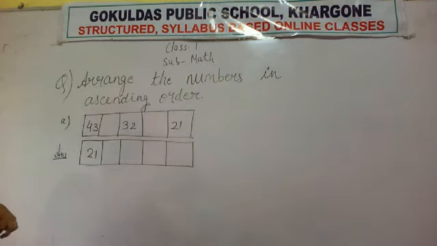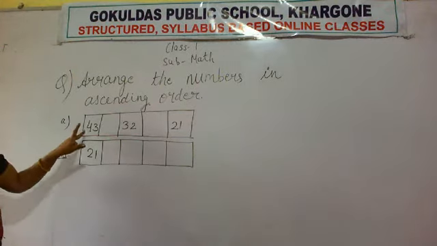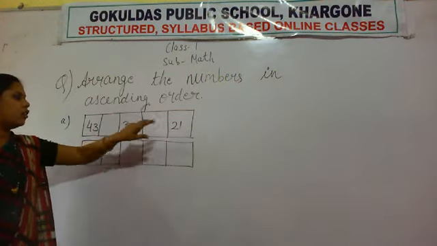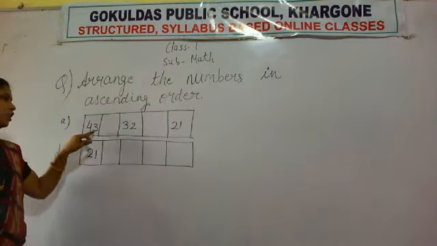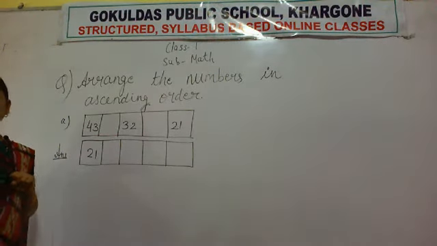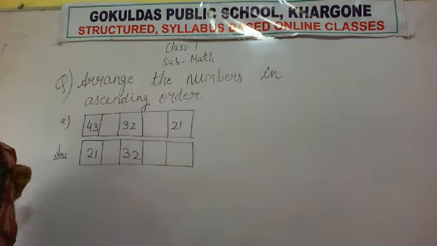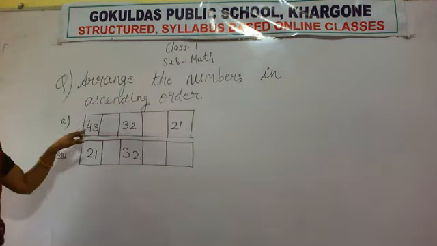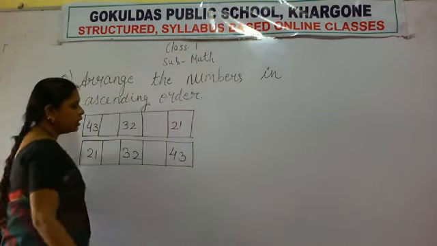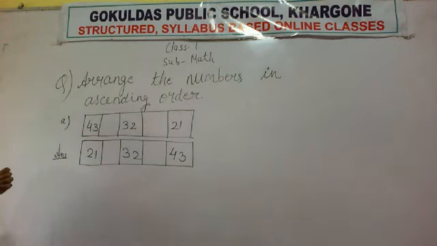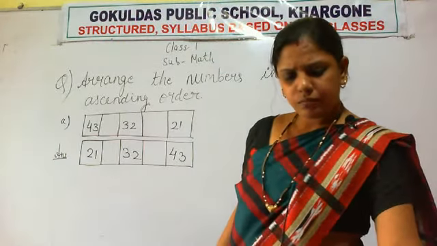Now two numbers are remaining, 43 and 32. Which number is smaller between 43 and 32? 32. So write here 32. The last number. Which number left? 43 is the last number that left. So in the last column write 43. So copy this question.